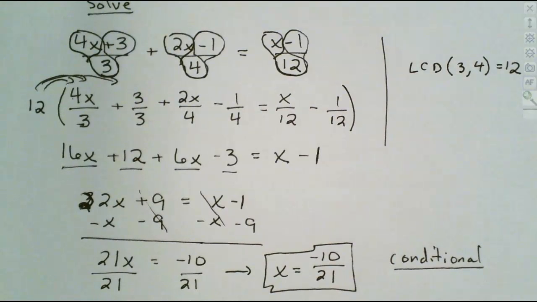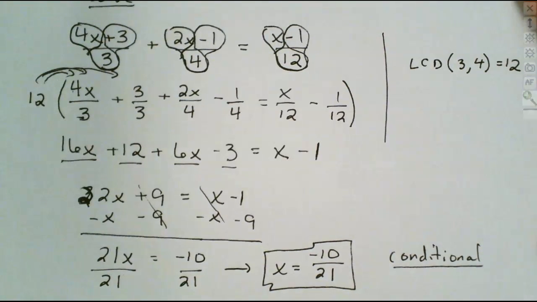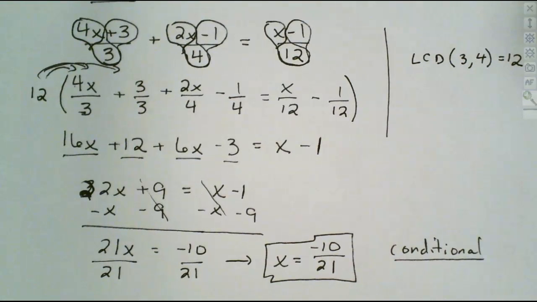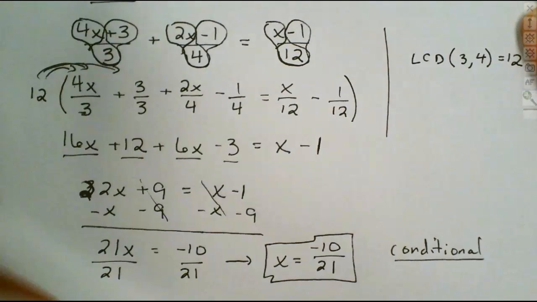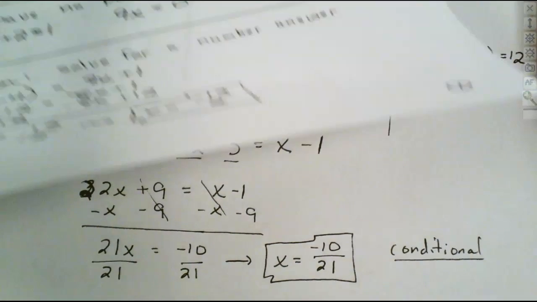I want to cover one more type of equation before we take a break. We'll probably get through a few of these. We'll come back and we'll do more of them. And the next type of equation that we're going to look at is literal equations. And literal equations are simply equations that have more than one variable. Simplest definition that I can come up with.